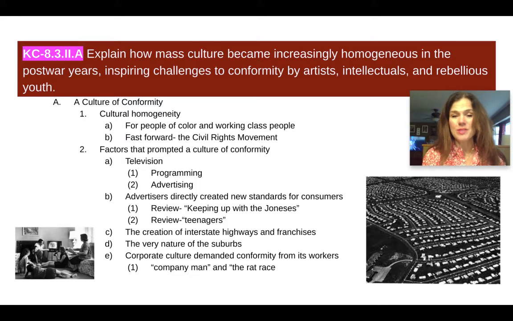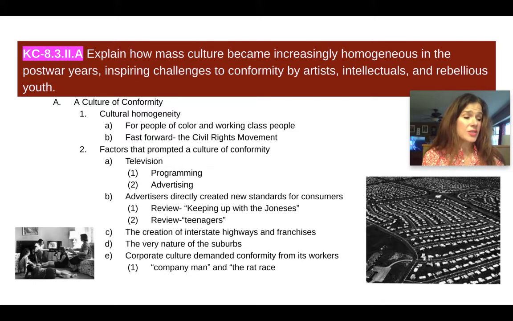So let's talk about this post-war culture of conformity. Number one, cultural homogeneity. Homogeneous means sameness. So we're talking about how people were wanting to cultivate a culture of sameness. But let's talk about that. Homogeneity was not the status quo for people of color and working class people. When we're talking about this mass culture, we're talking predominantly about white middle class Americans. And keep in mind that the middle class was rapidly growing during this time. Suburbs were rapidly growing during this time.